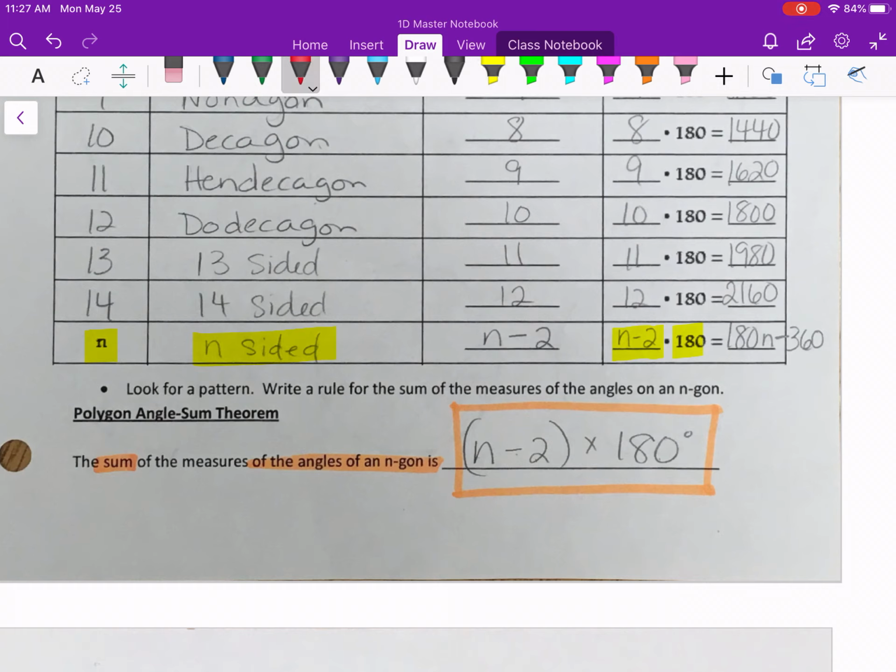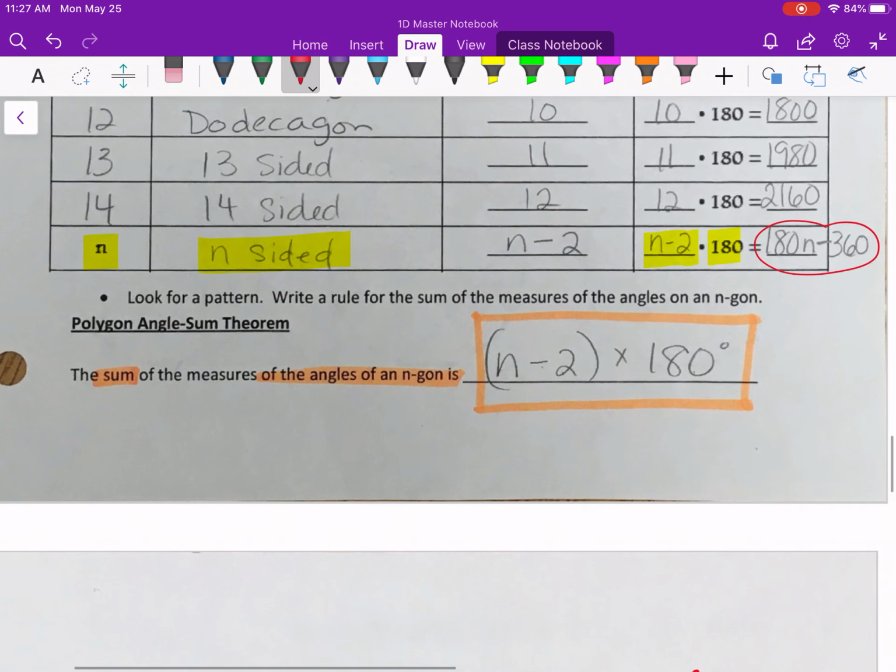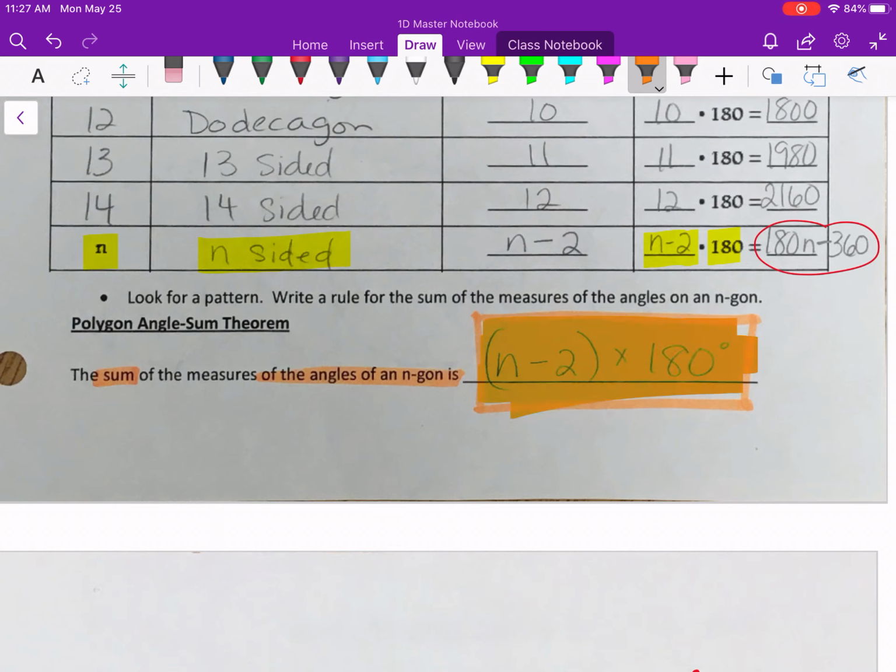This part here, you don't have to memorize. This is just if you simplify what I highlighted in yellow right beside it, n minus 2 times 180 simplifies to 180n minus 360. But don't worry about that. Stick with the one that is here in orange, and that will be the easiest one to use. So again, let's just do a mental thought experiment. What if I asked you how many degrees are inside a 50-sided figure? Well, you're going to do 50 minus 2 is 48, and you're going to multiply that by 180, whatever that comes to.